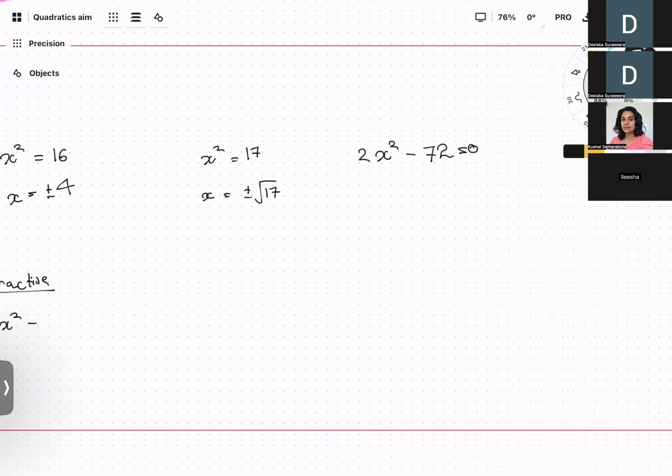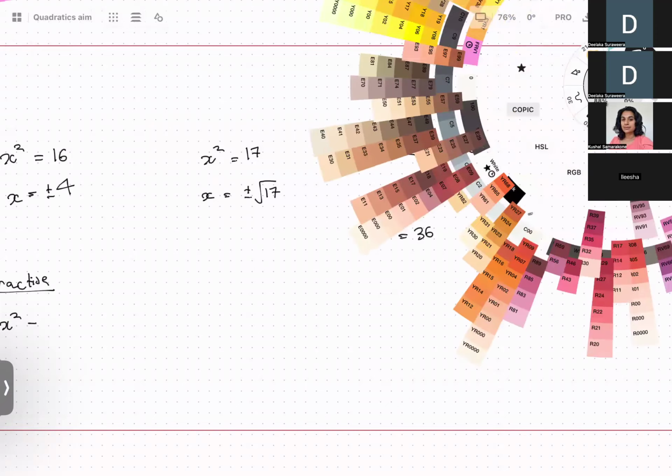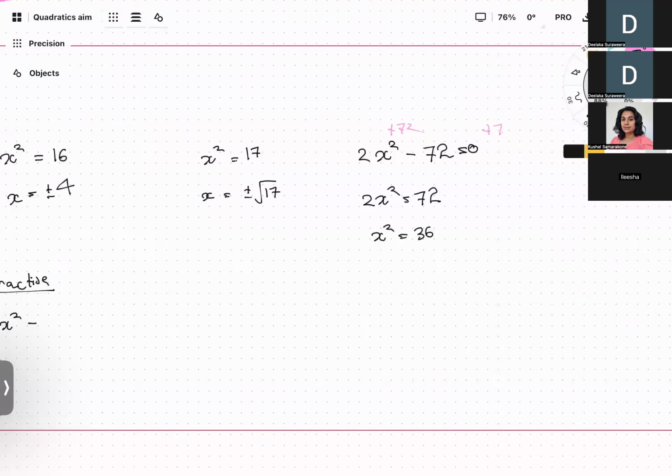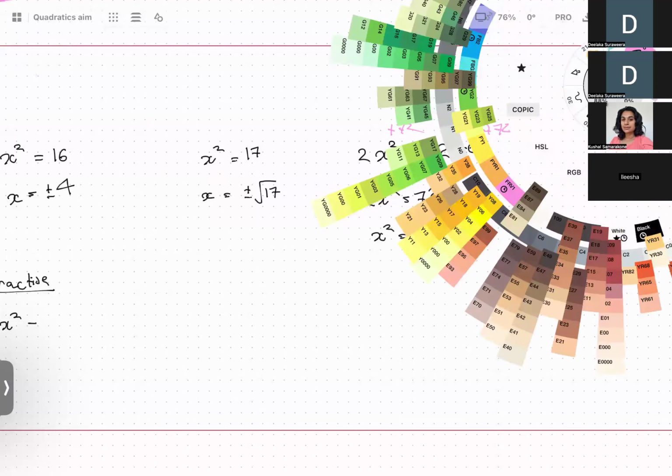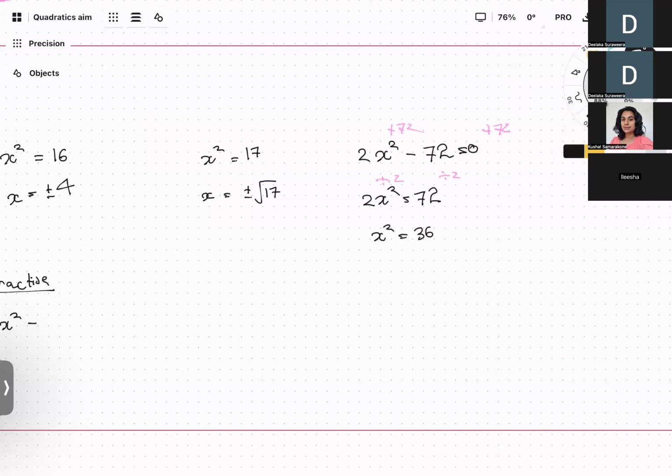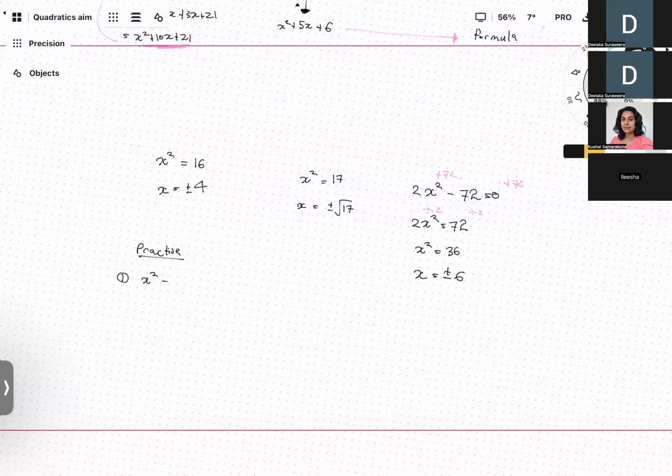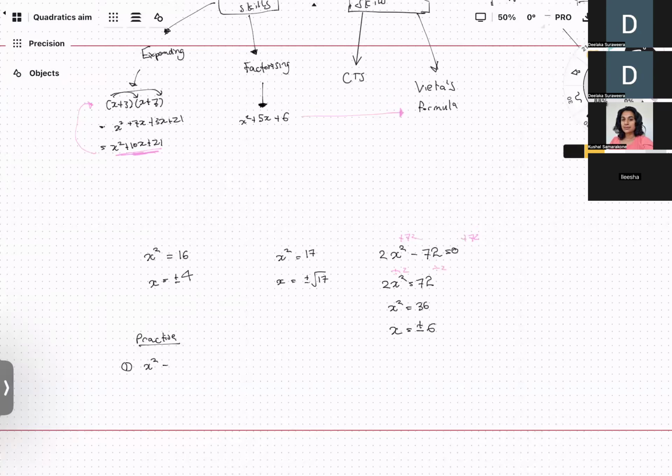Yeah. If you add 72 to both sides, then you divide by 2, x squared equals 36. So x equals plus or minus 6. Right? So why can we do this already?